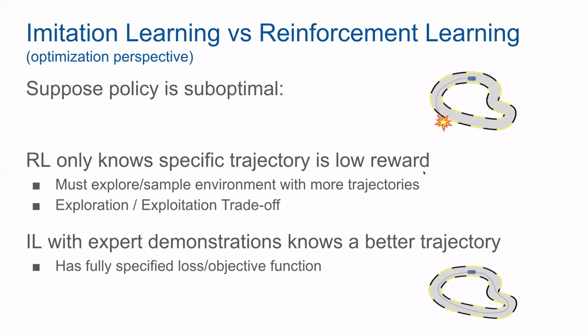Suppose the policy is suboptimal. Then reinforcement learning only knows that the specific trajectory that it executed in the rollout has low reward. It must sample more from the environment with more trajectories in order to find a trajectory with higher reward. And this is known as exploration, because it doesn't know what the right answer is, and it must try random things in some sense and measure the reward to know what is the best thing to do.